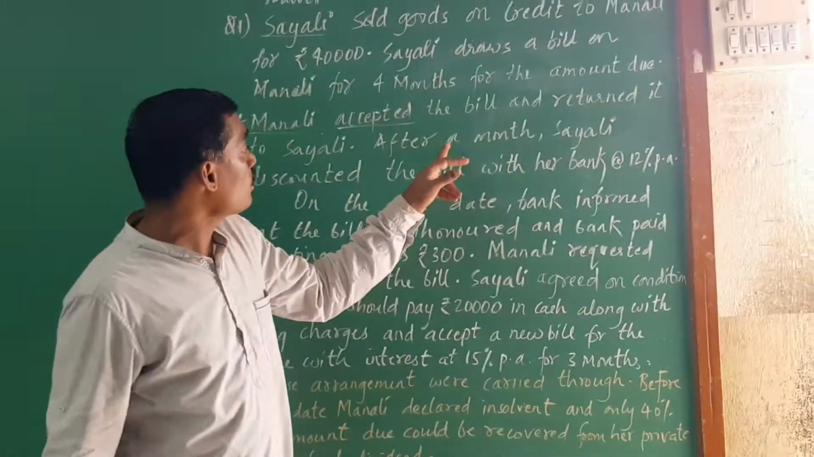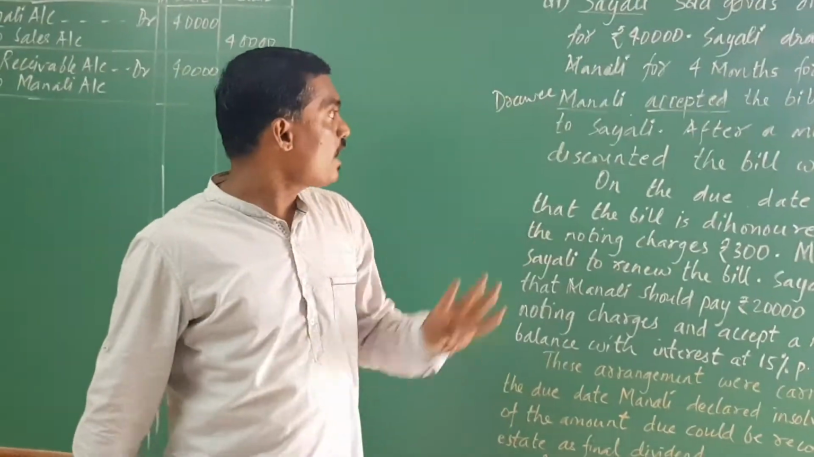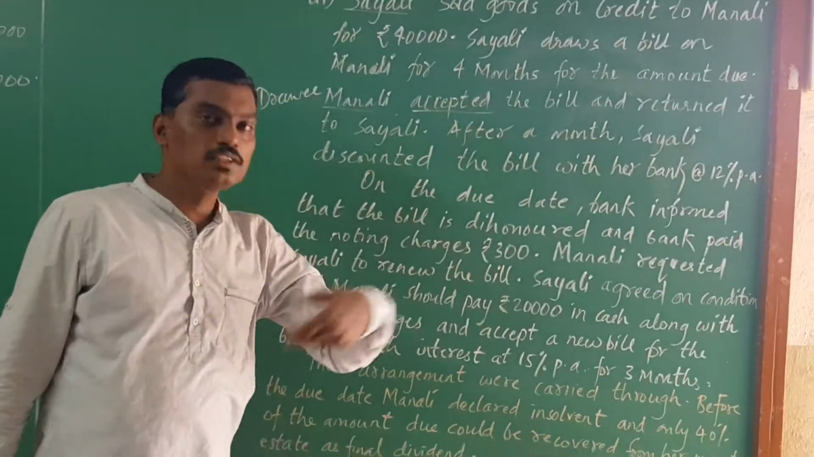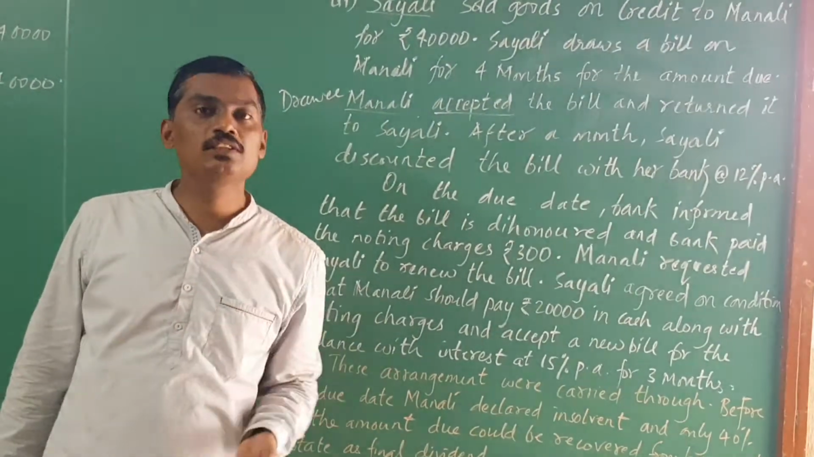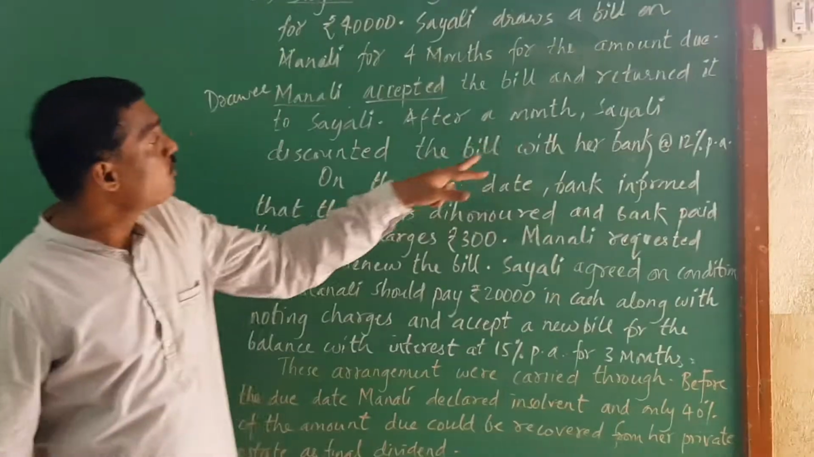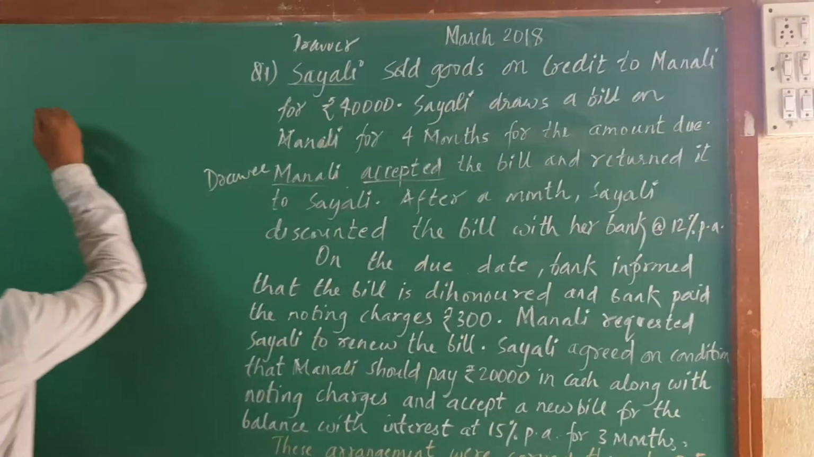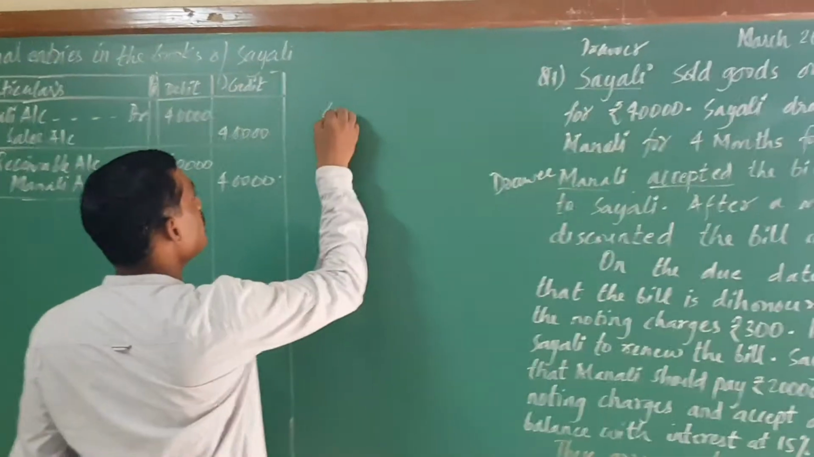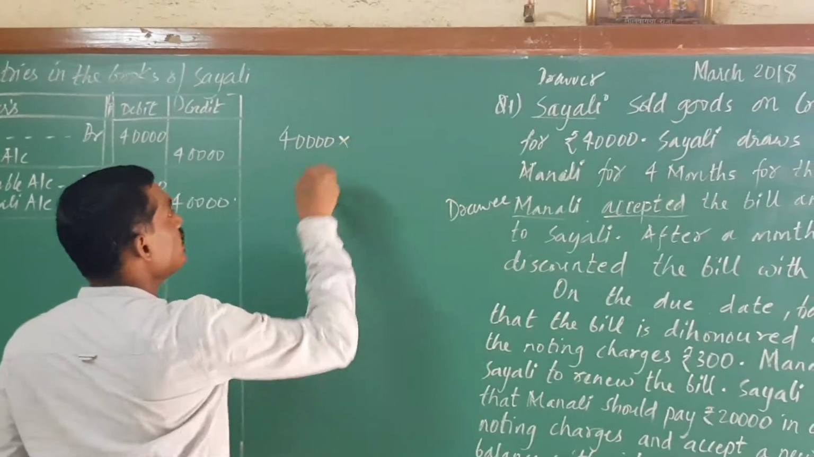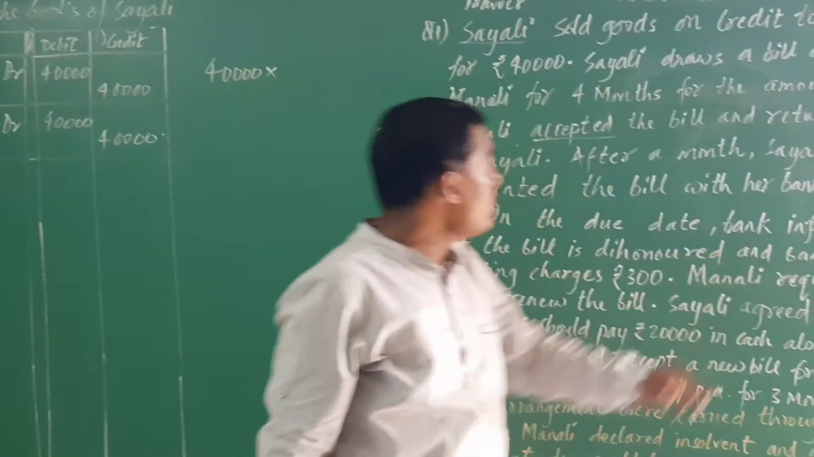And here one more important thing is what? After a month means 1 month later. It is a 4 month bill, out of which 1 month has gone, so we will count the discount only for 3 months. Okay, so now we will just see what is the amount of the bill. We are calculating the discount. 40,000 is the amount of the bill, and what is the rate? 12%.